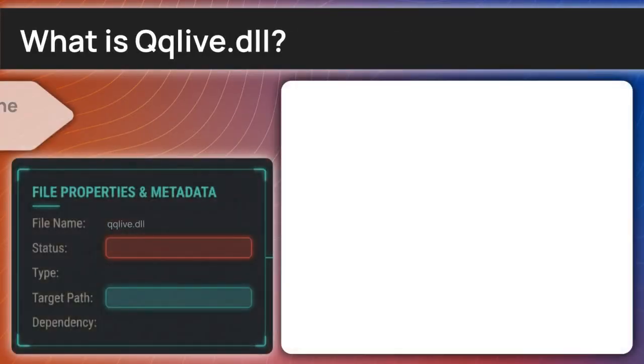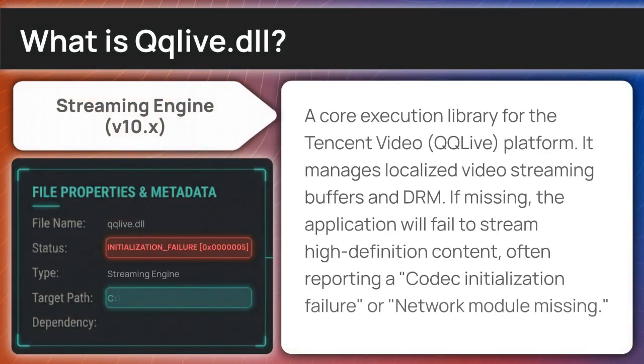This is the Qqlive library, a core execution library for the Tencent Video Qqlive platform. It manages localized video streaming buffers and DRM. If missing, the application will fail to stream high-definition content, often reporting a codec initialization failure or network module missing.